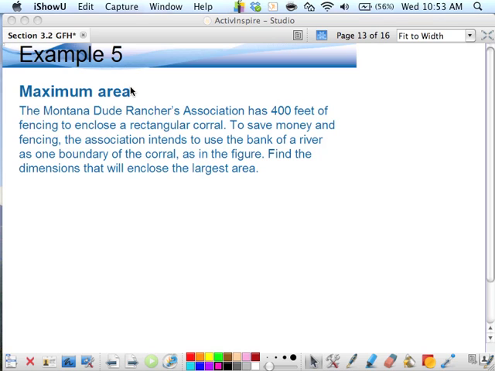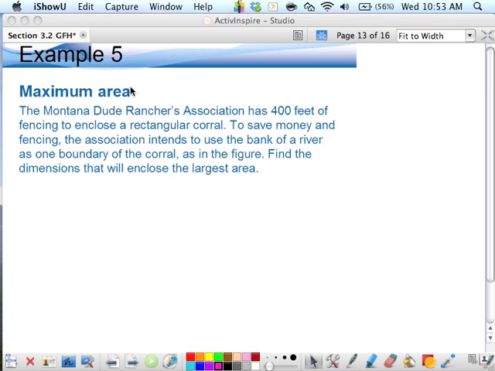So we're going to take a look here, and it says that the Montana Dude Ranchers Association has 400 feet of fencing to enclose a rectangular corral. But to save money and fencing, the association intends to use the bank of a river as one boundary of the corral, as seen in some figure that we don't have on this slide. And we should find the dimensions that will enclose the largest area.